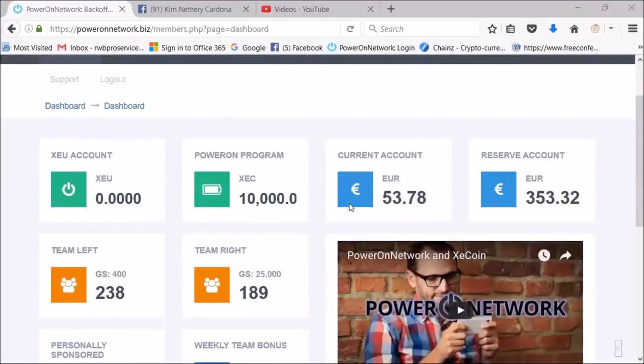Your current account is the account in which you make commissions. 60 percent will go into the current account. Everything is in euros, just to keep things simple. They just picked euros. The 40% of a commission will go into your reserve account. As you can see, there's money in there, and everything in the reserve account is what you use to purchase additional XE coins. That's all this is used for.